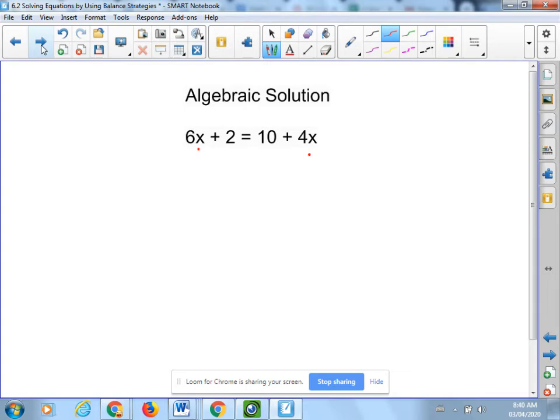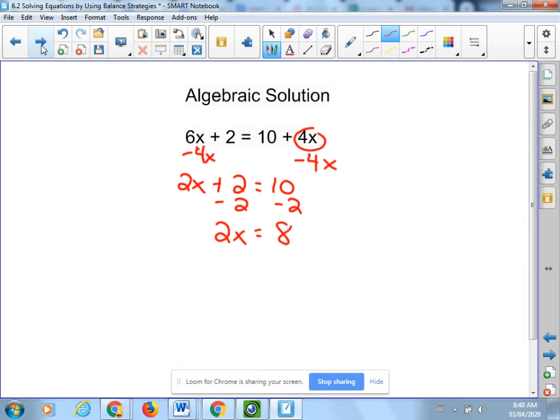So if I wanted to move these 4x, I'm going to have to subtract 4x because that's the opposite of plus. What I do to one side, I'm doing to the other. So 2x plus 2 is equal to 10. Opposite of plus 2 is minus 2, what I do to one side, I do to the other. 2x is equal to 8, divide by 2, divide by 2, x is equal to 4, which was the same answer we had previously gotten.